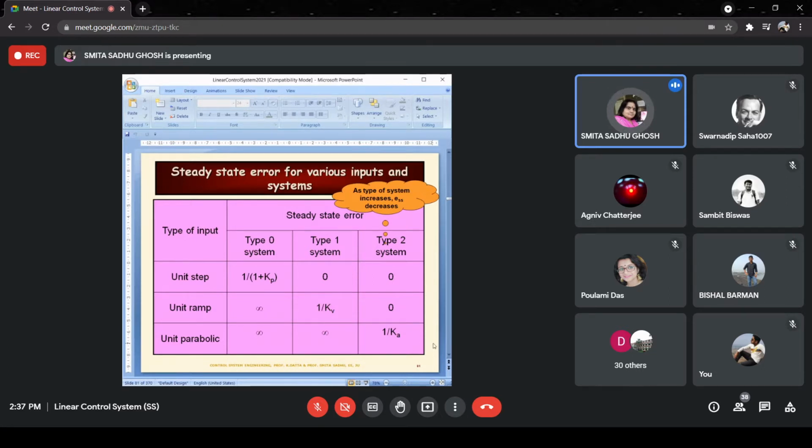Because it follows a pattern, you will also be able to extend it to other systems as well as other inputs. Specifically, instead of your parabolic input, if you have an input which gives you the Laplace transform 1 by s cubed, and sorry, 1 by s to the power 4, etc., and higher, inputs which are of higher order, when the Laplace transform is taken, you'll be able to see that it's going to follow the same pattern.